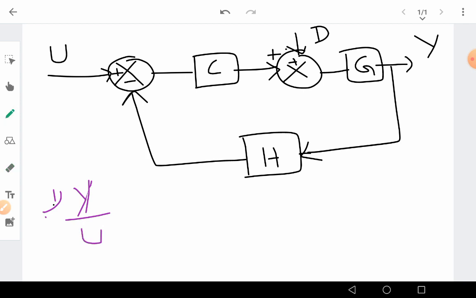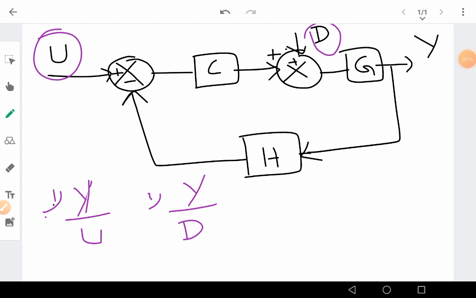This is the first step. The second step is to take the effect of output y with respect to the inputs, because the first input is u and the second is d. So first I will take y by u, then take y by d.